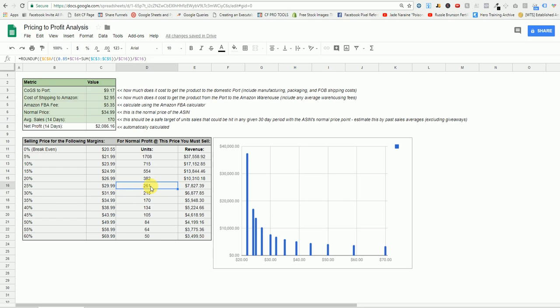So I'll probably end up testing that out and seeing if I can achieve that number of unit sales. And if I can, I will keep my price low because I know I'm making just as much, if not more profit.